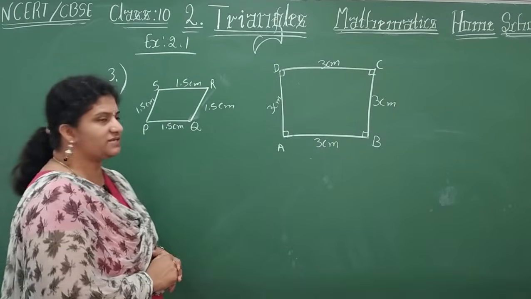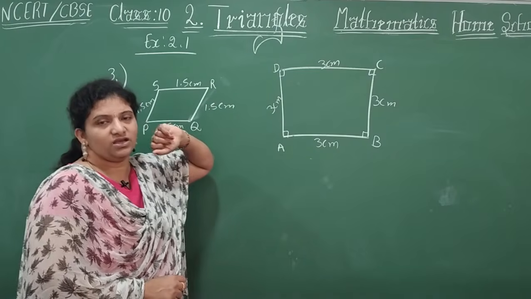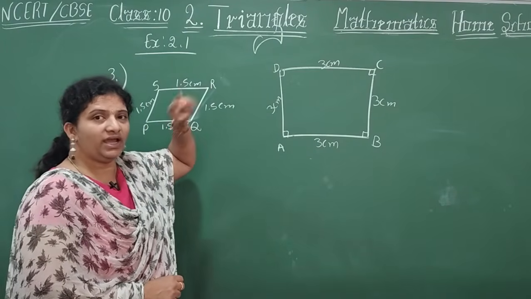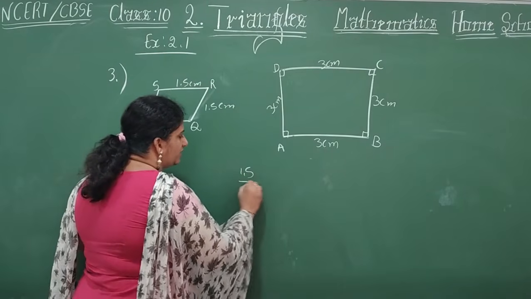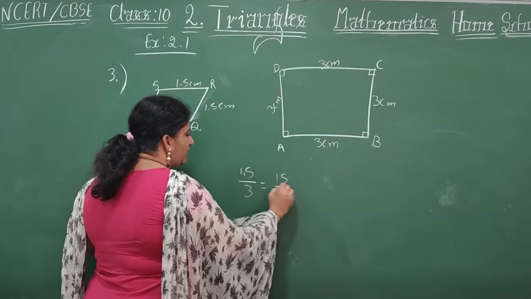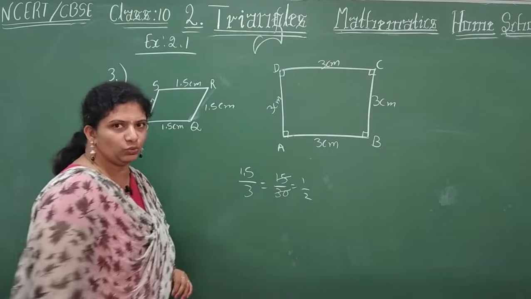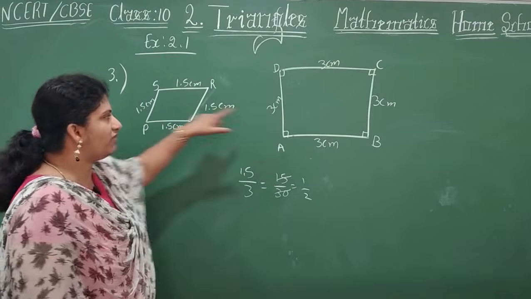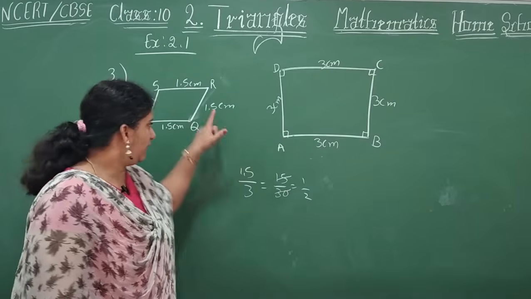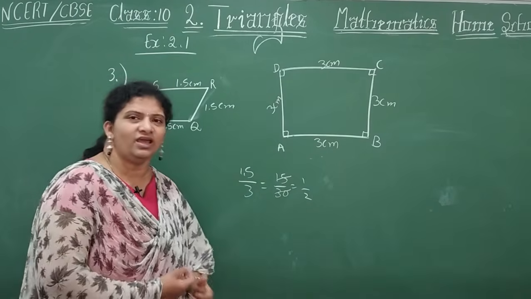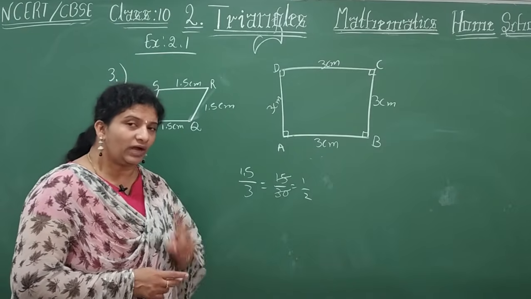Let's see the second step, children. 1.5 by 3. What will it be? 1 by 2 you are going to get. Do you know? 1.5 by 3, how do you convert? 15 by 30. That will be 1 by 2. In the same manner, 1.5 by 3 is 1 by 2, every time. See here, children, in your similarity, two conditions.